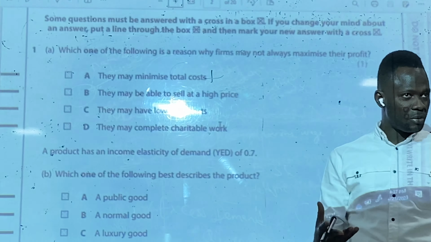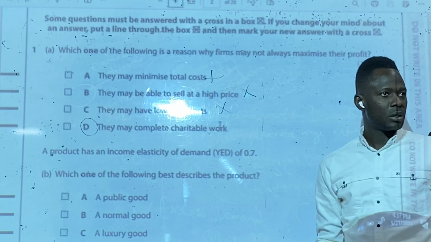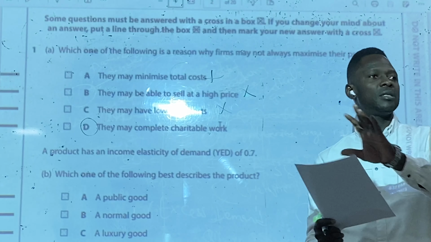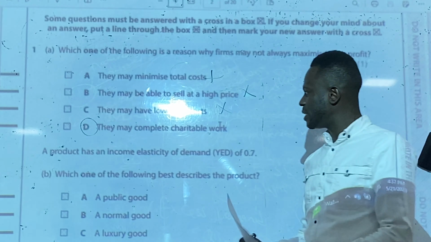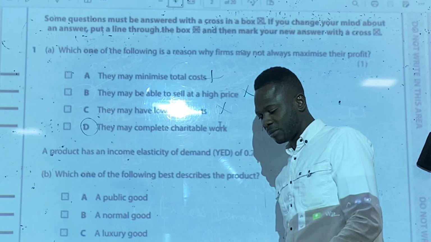They may have low fixed costs. Having a low fixed cost is good for the business, to make the business make more profit. So it's D. So the answer is D. They may complete charitable work. That means it's about charity, donation. So this is not profit orientation. Yes, that's why the answer is D. We go to question B.